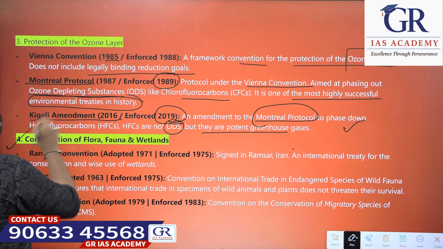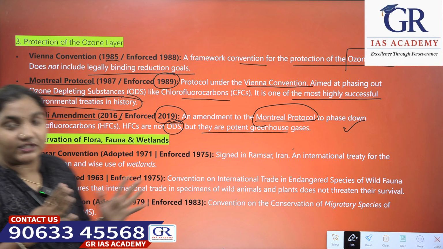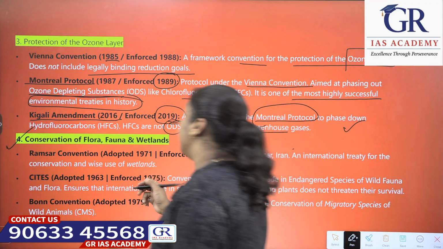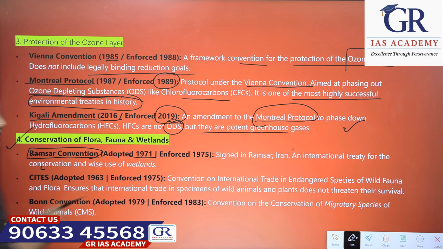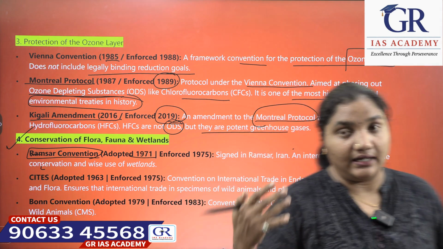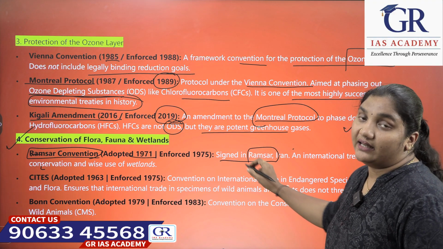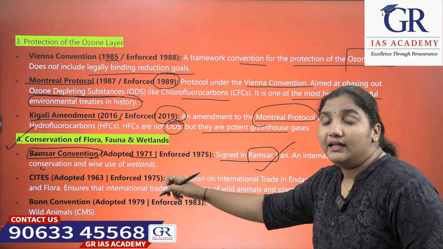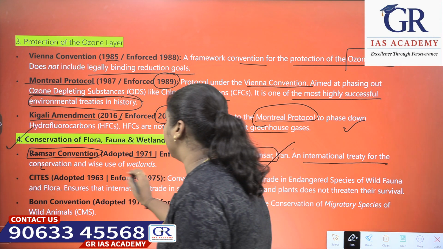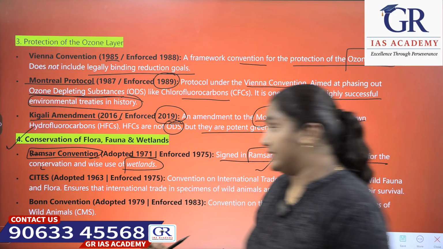Next, the conservation of flora, fauna and wetlands. Based on this, many conventions have come up. One is the Ramsar Convention, adopted in the year 1971 and came into force in 1975. Many of us know the Ramsar Convention sites in India. It is named so because it was first signed in Ramsar, a place in Iran. It is an international treaty for the conservation and wise use of wetlands.